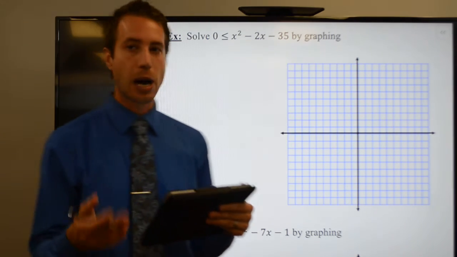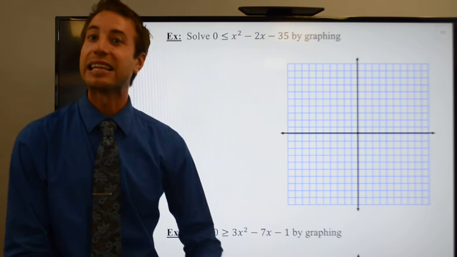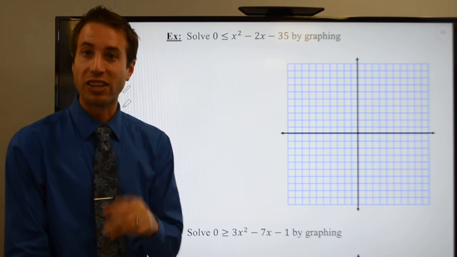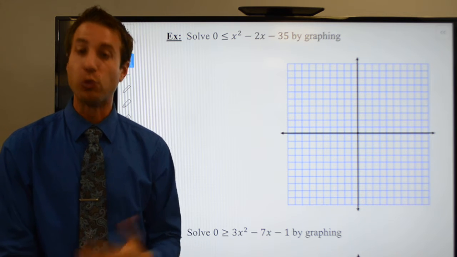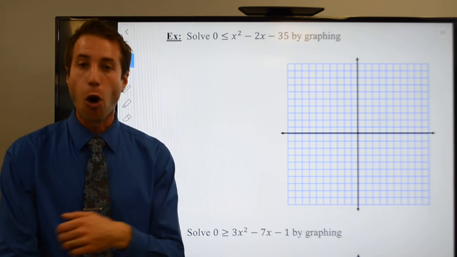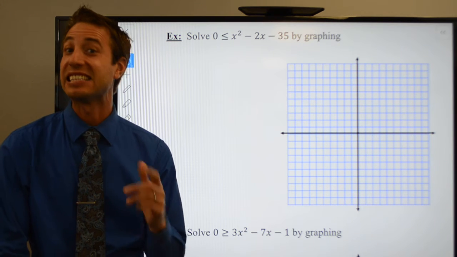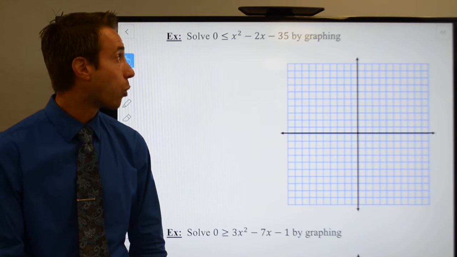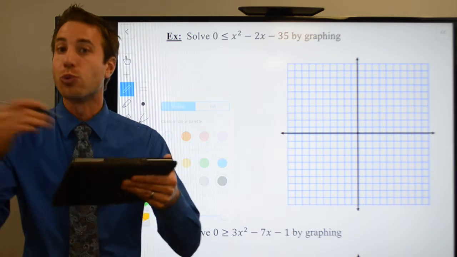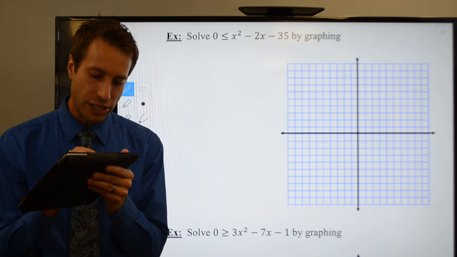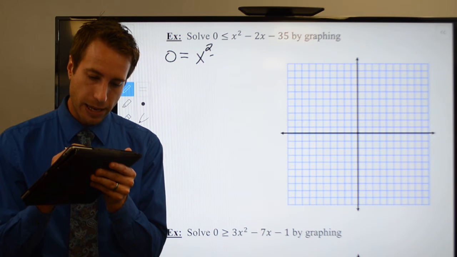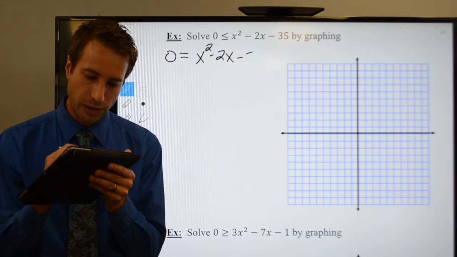We're going to do a couple more problems just to get a little more practice when it comes to solving a quadratic inequality in one variable, which means finding the solution intervals, or all possible values of x that satisfy the inequality. The way that we're going to do that is I'm going to solve the related quadratic equation. So 0 is equal to x squared minus 2x minus 35.